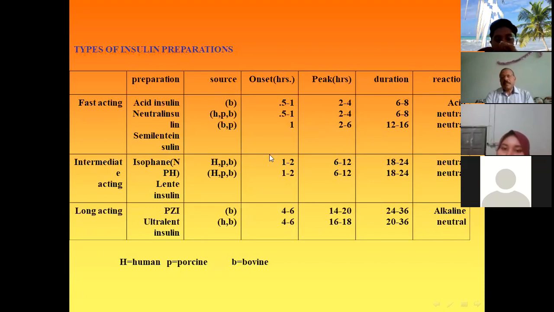And most of these preparations are known as fast acting insulin. The duration for fast acting is mainly short, not like intermediate or long. The average duration may be 6 up to 8 hours, except in some preparations, where it may be up to 12 or more hours, but this is not the rule.